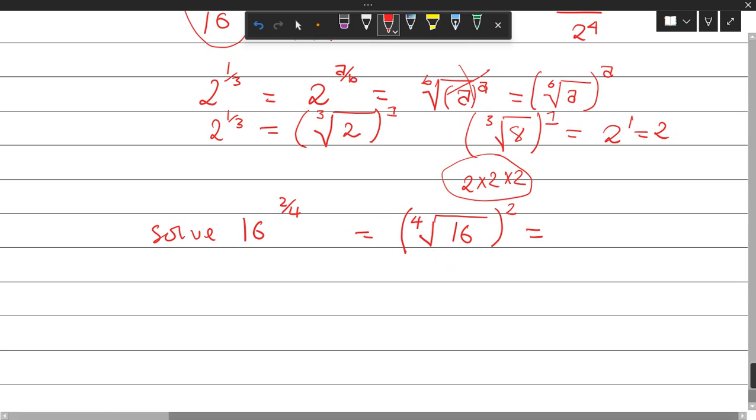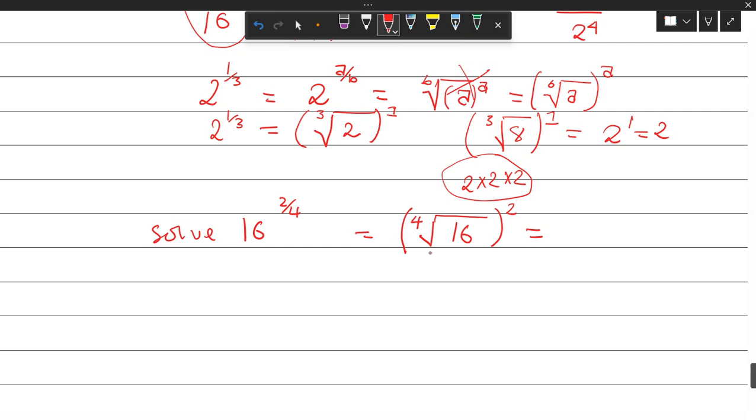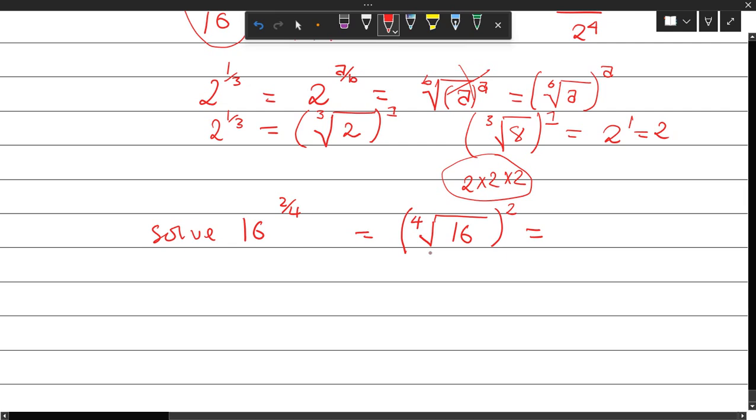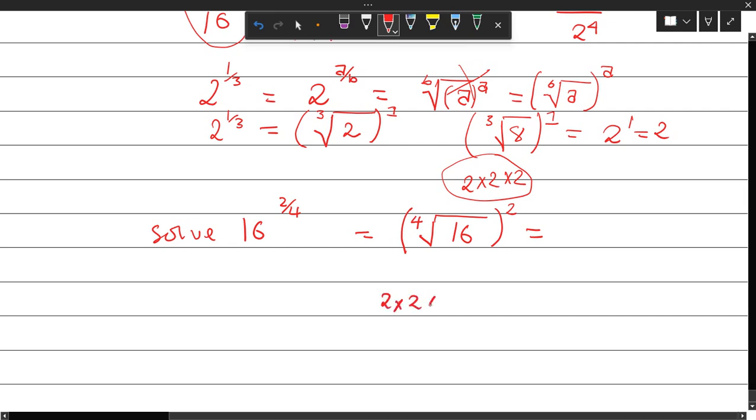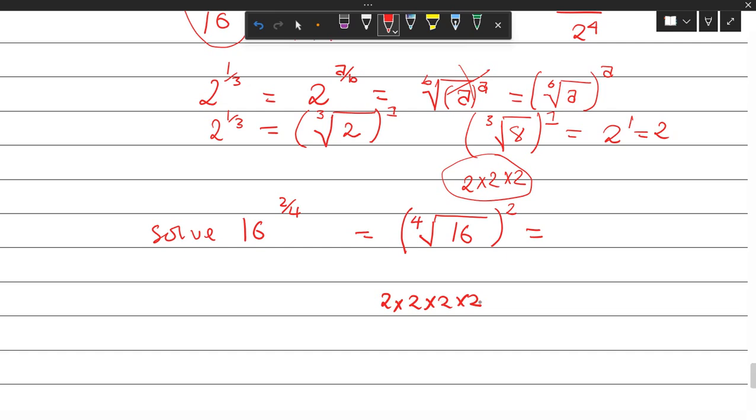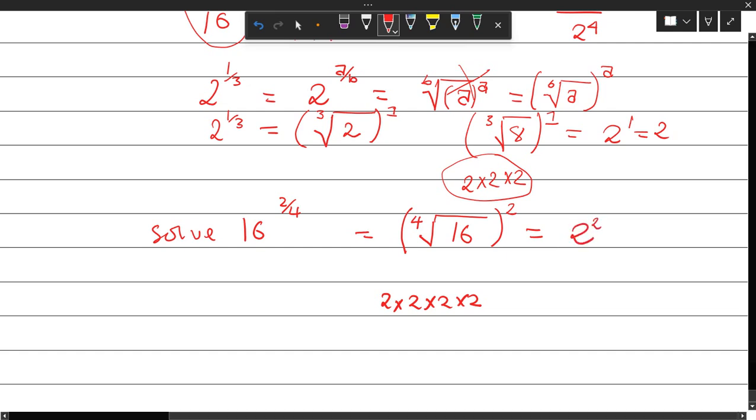For the fourth root, we are looking for a number that has to multiply itself 4 times to give us 16. You start looking for numbers. You say 2, for example: 2 multiplied by 2 multiplied by 2 multiplied by 2. 2 by 2 is 4, by 2 is 8, by 2 is 16. So the fourth root of 16 is 2. Inside the brackets, when you evaluate, it will be 2 to the power 2, which is 2 multiplied by 2, equal to 4.